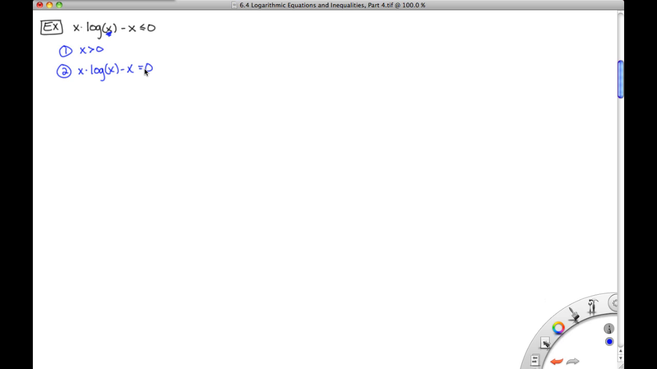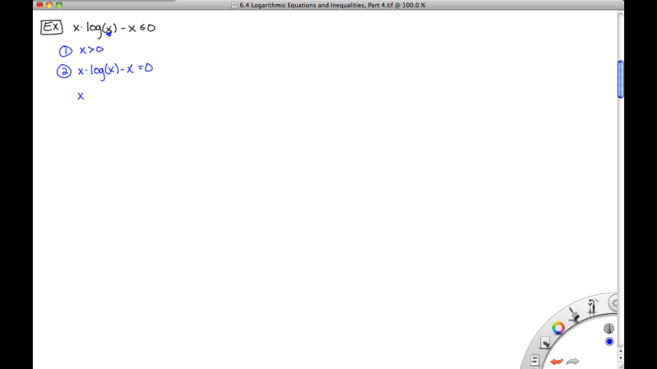Now, this is a little bit different from other ones that we've done in that we've got x's floating around that are not inside logarithms. But we can handle this. This is okay. One thing we might notice is that we could factor an x out of these two terms on the left. So let's go ahead and do that first.